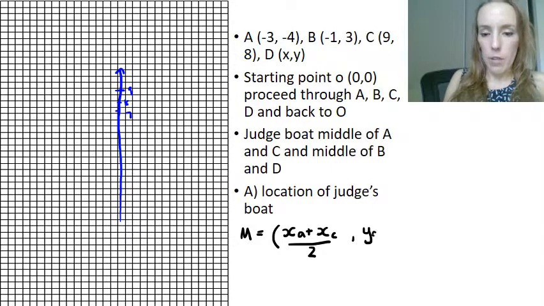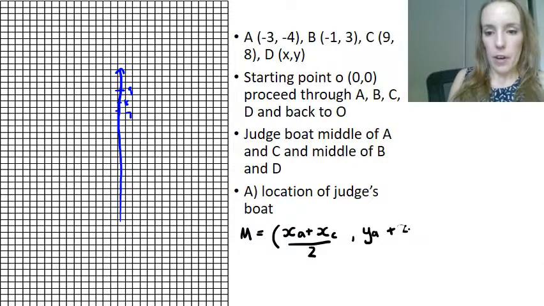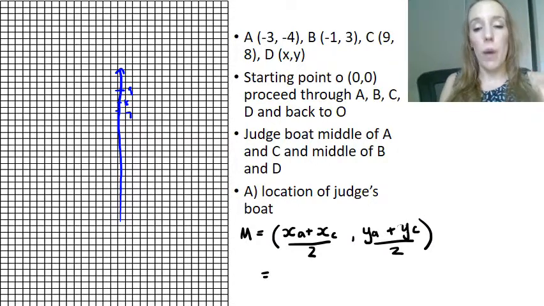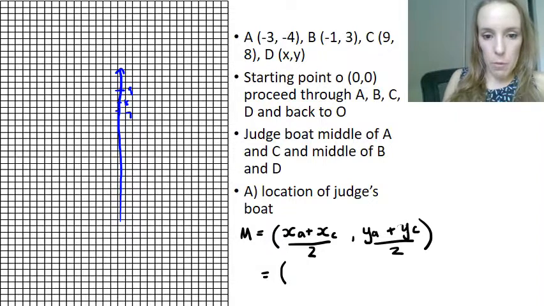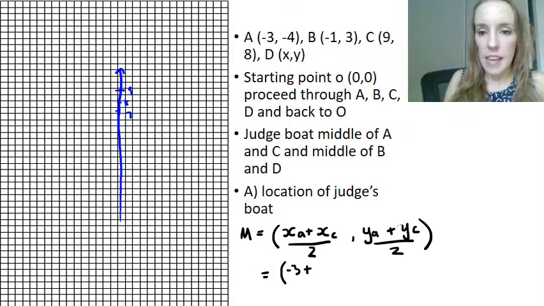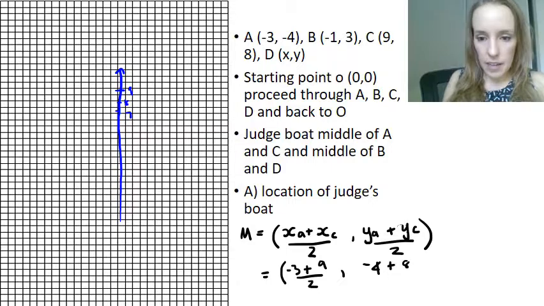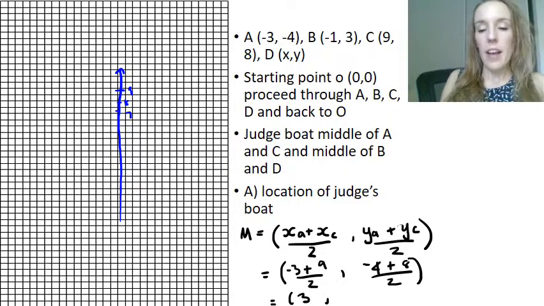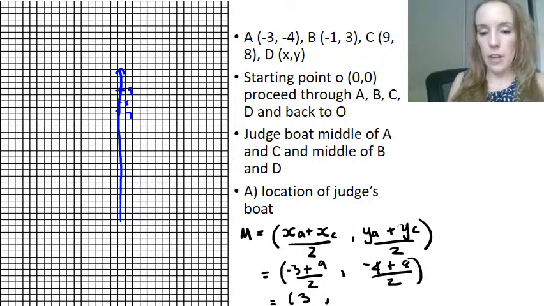So the y-coordinate for A plus the y-coordinate for C divided by 2 to find the average, and that will actually just tell us where the middle is for the midpoint. So x is -3, C is 9, divided by 2. y is -4, and for the C it's 8, divided by 2. -3 plus 9 is going to be 6, divided by 2 is 3. -4 plus 8 is going to be 4, divided by 2 is 2.